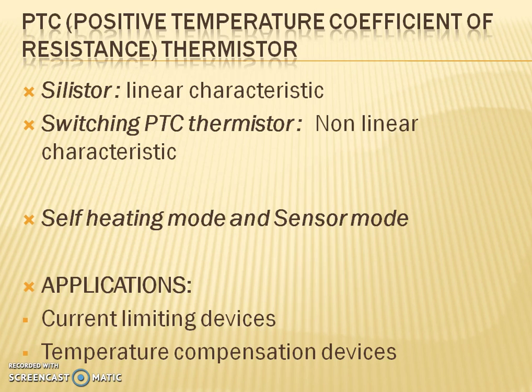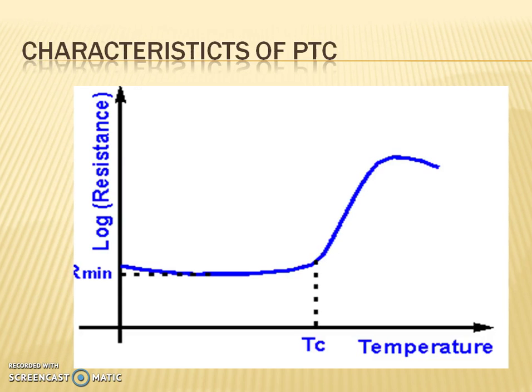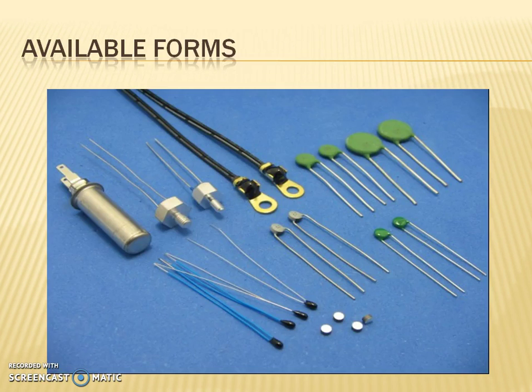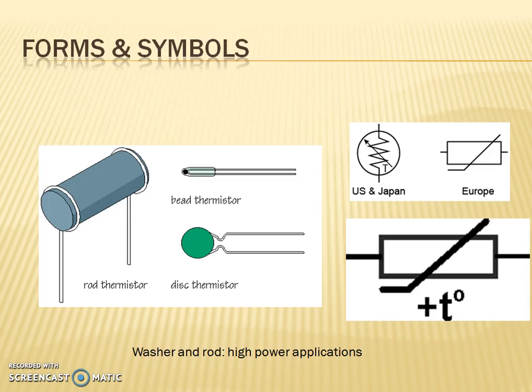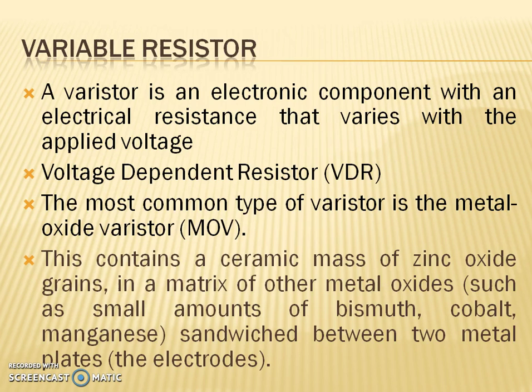Next is PTC, positive temperature coefficient of resistance thermistor. There is the Cellistor, which has a linear characteristic, and the switching PTC thermistor, which has a non-linear characteristic. Self-heating mode and sensor mode are available. The applications are current limiting devices and temperature compensation devices. Again, this shows the characteristic of a PTC. And these are some of the available forms. Washer and rod forms are used for high power applications.